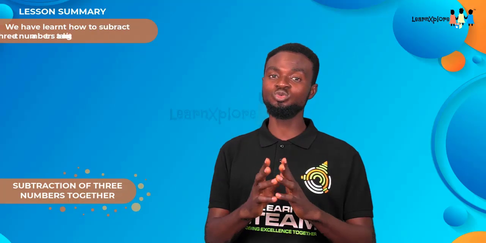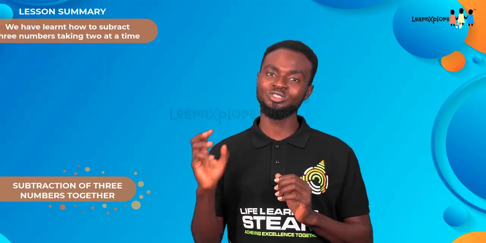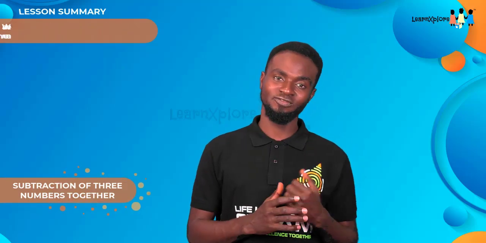So when you have three numbers and you want to subtract them, you take 2 at a time. One good way is to start with the first two, then you subtract the third number from the result you got in the first place.